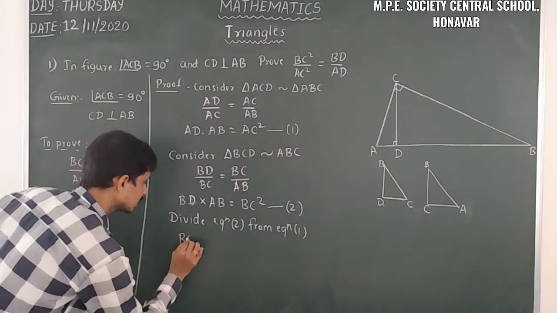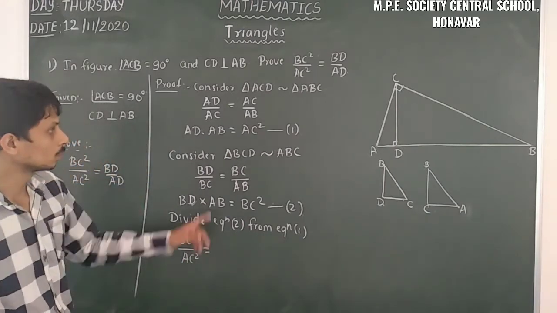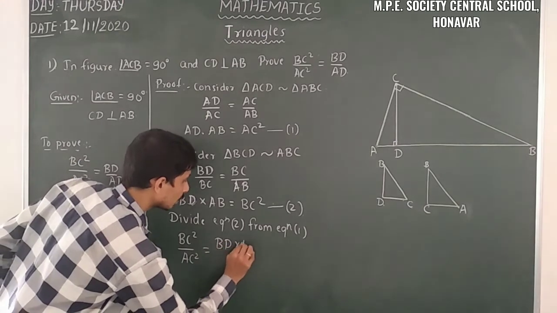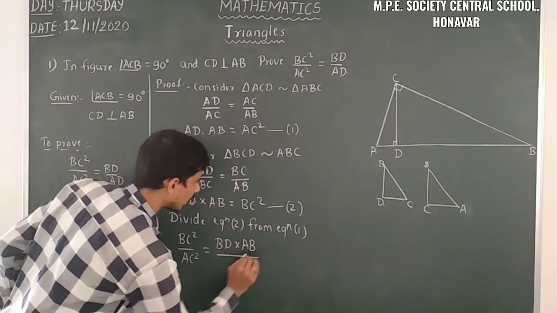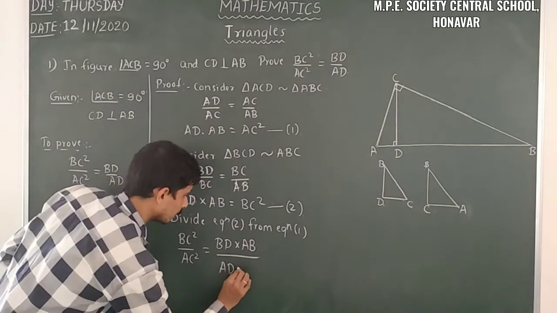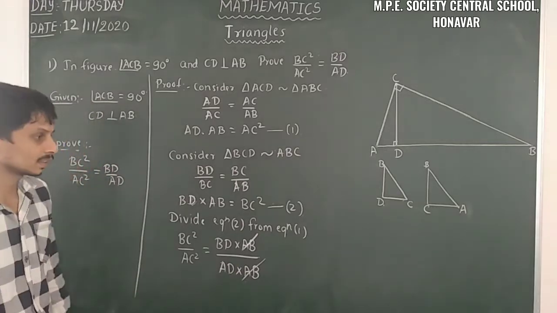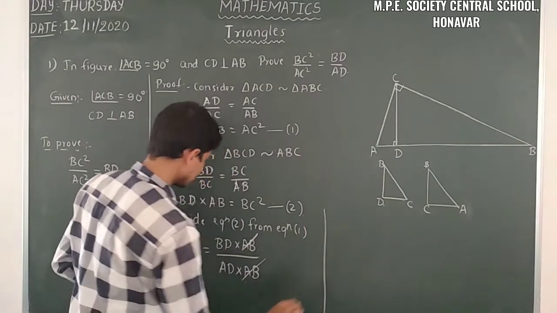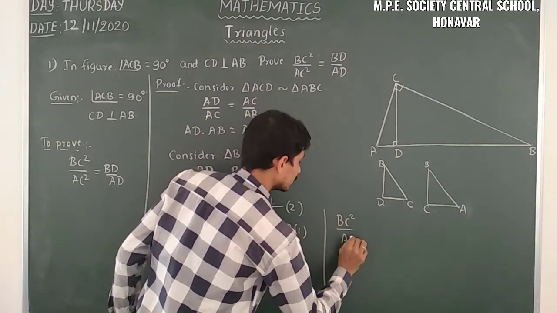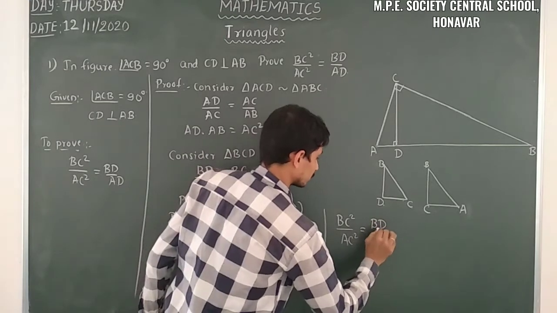So BC square divided by AC square is equal to, here BC square is equal to BD into AB, divided by AD into AB. Here AB and AB get cancelled. So the final result we have is BC square by AC square is equal to BD by AD.